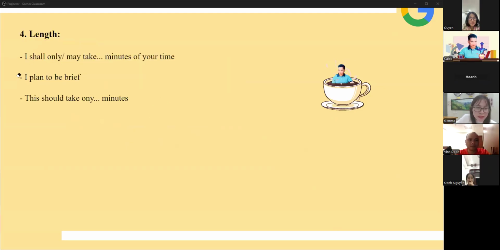So length. When we say length, it means how long your presentation is. So we're learning how to present. We're going to state how long our presentation is going to be. When we say brief, it means short. We're stating the length so that our audience will know how long we are going to talk or present on stage or wherever we are. So that's length, to talk about how long the presentation is.